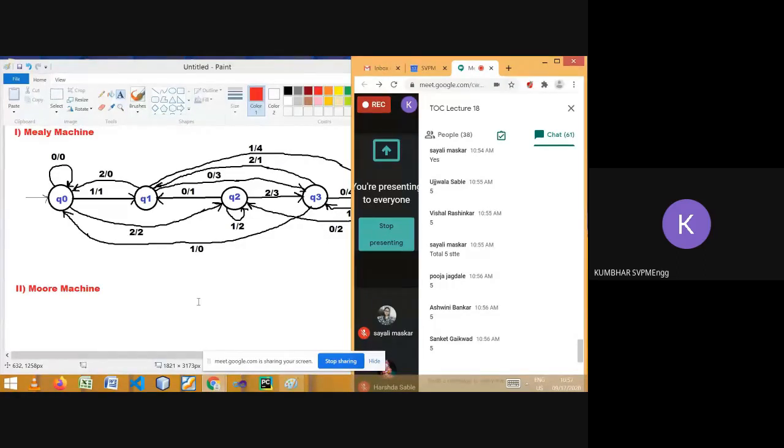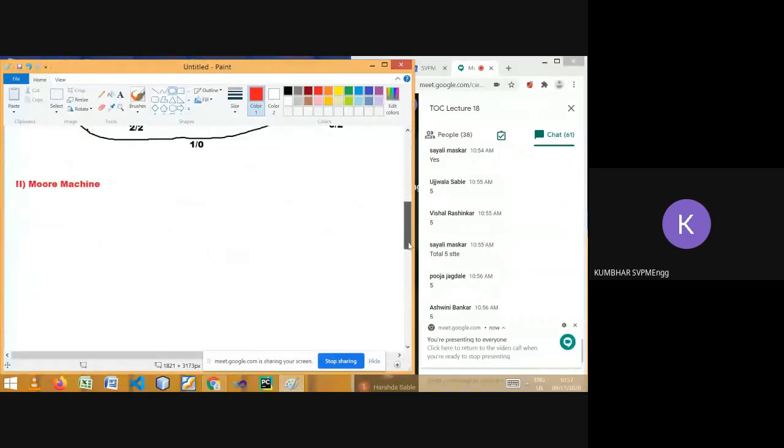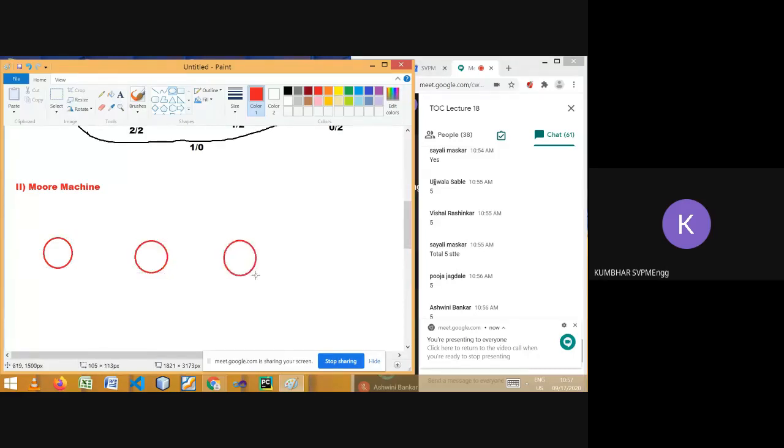So let me draw. But now, as you remember, only one change we have to do: now every state will represent the output. What output do we expect? What is the remainder of a given ternary number if we divide it by 5? So there are 5 possibilities: output will be 0, 1, 2, 3 or 4. Those outputs we must show inside the state itself. That is the Moore machine. State is associated with the output.